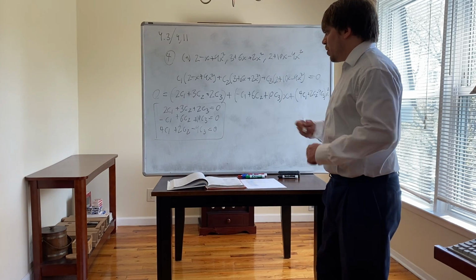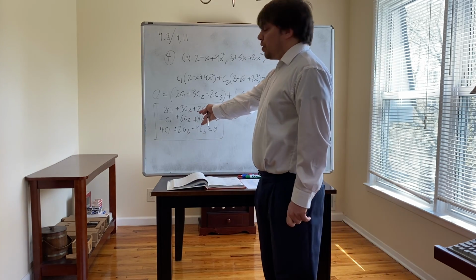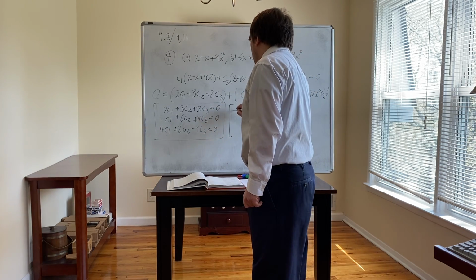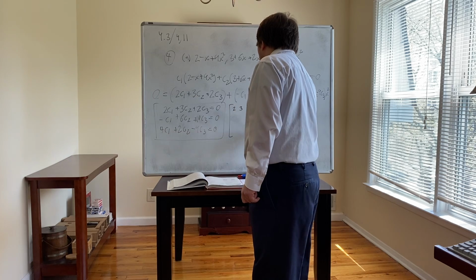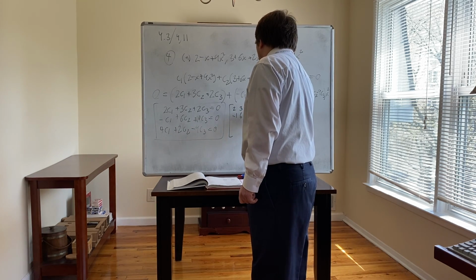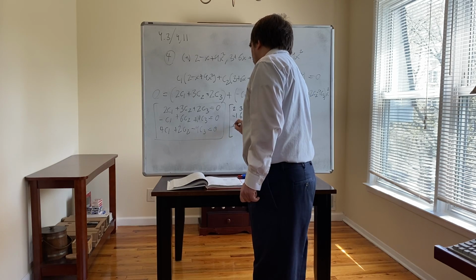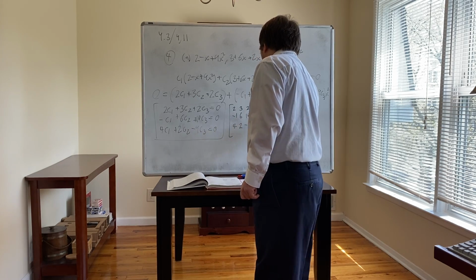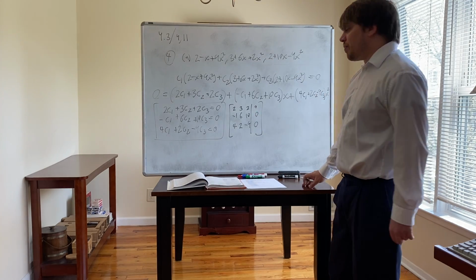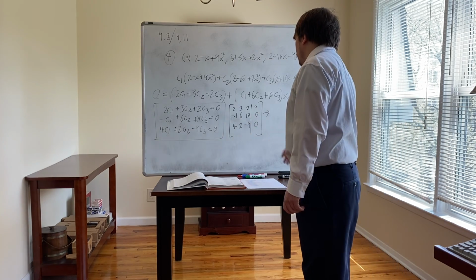I'm going to have to switch markers here. We want to find all solutions to this linear system. Its corresponding augmented matrix is 2, 3, 2, 0. Negative 1, 6, 10, 0. 4, 2, negative 4, 0. So that is the corresponding augmented matrix to that linear system, and we want to get this to reduced row echelon form.